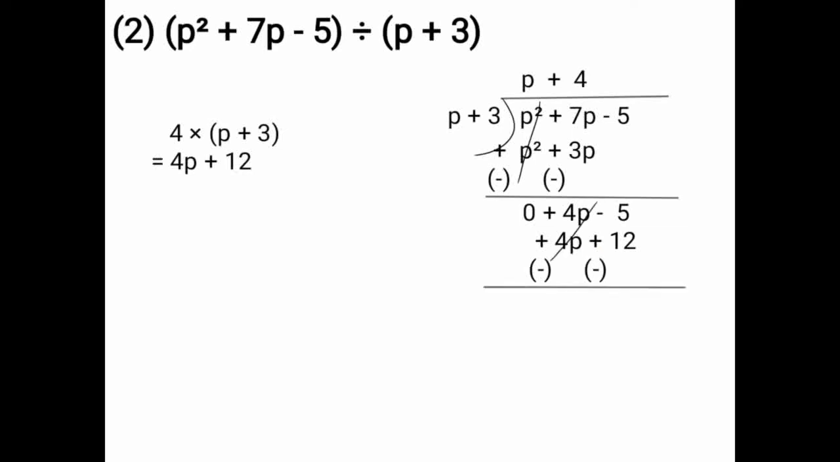4p minus 4p you have to cancel, because 4p minus 4p gives the answer 0. Now you have to add this minus 12 and minus 5. The sign which you took here opposite, that only sign you have to use. Minus 5 and minus 12 you have to add, because minus into minus is plus. 12 plus 5 is 17. For the greater number, which sign is there? Negative. So the remainder is negative, minus 17. Quotient is p plus 4, remainder is minus 17.